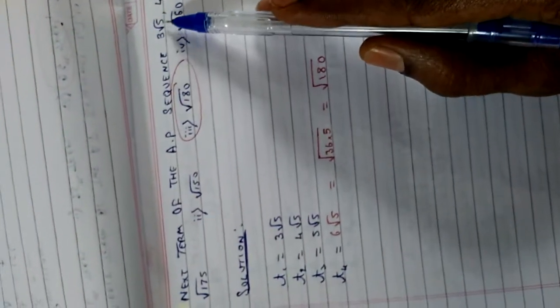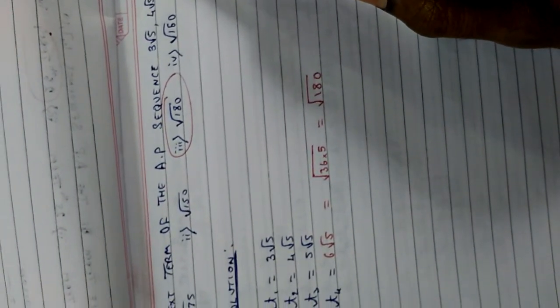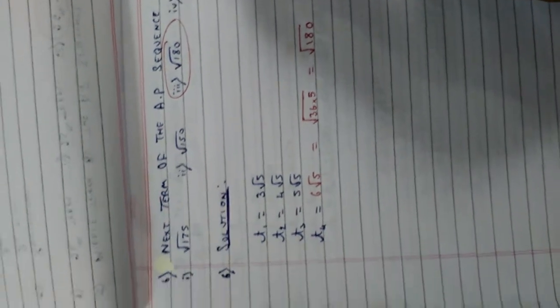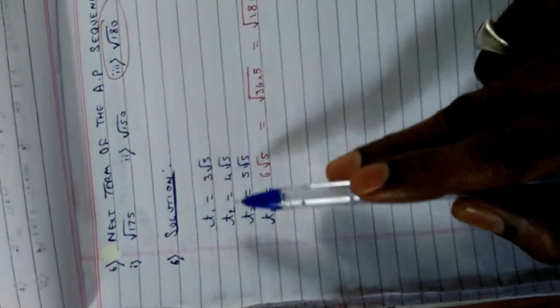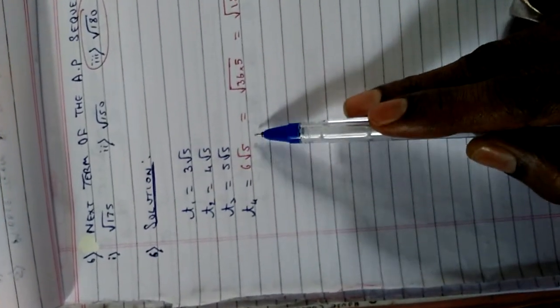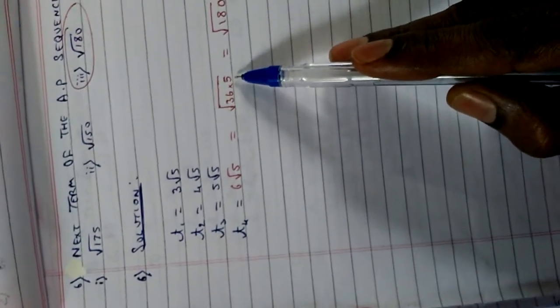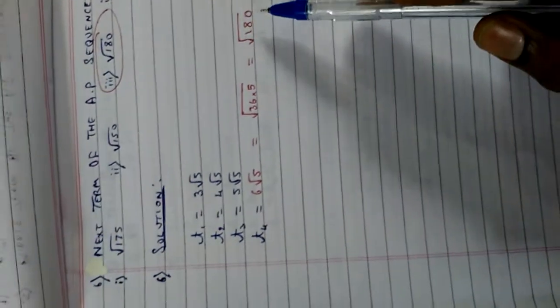Question number 6. Next term of the AP sequence 3 root 5, 4 root 5, 5 root 5 is how much? One among these four is the right answer. Solution: T1 is 3 root 5, T2 is 4 root 5, T3 is 5 root 5, so T4 will be 6 root 5. We take 6 into the square root, which becomes 36 into 5, and the right answer is root of 180.